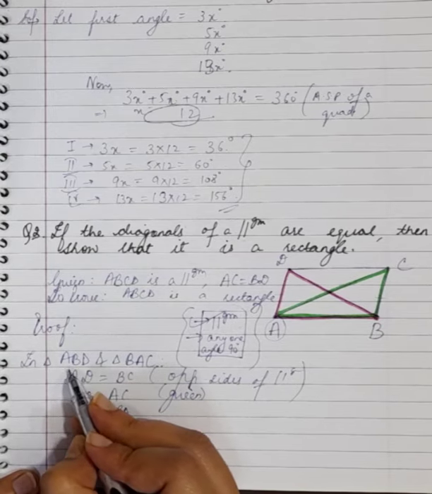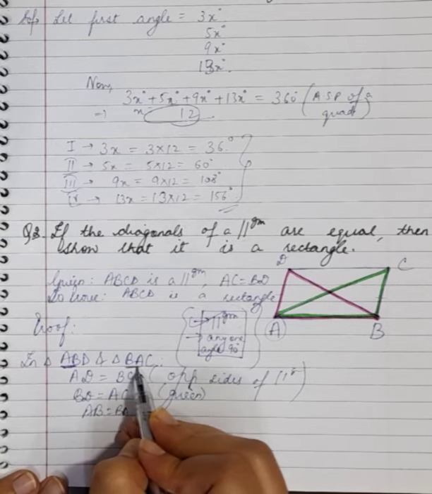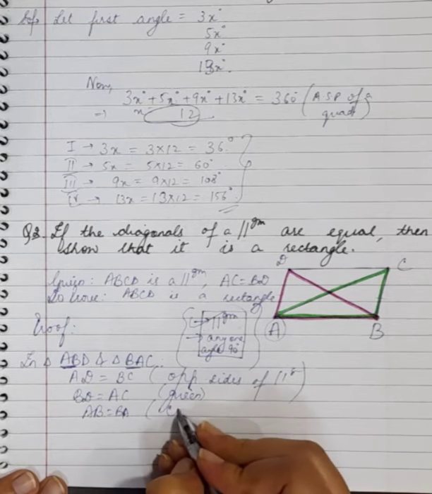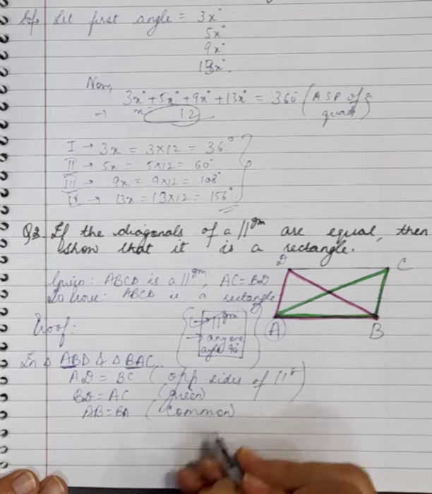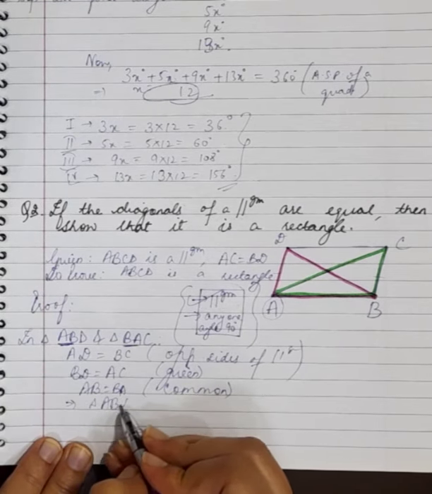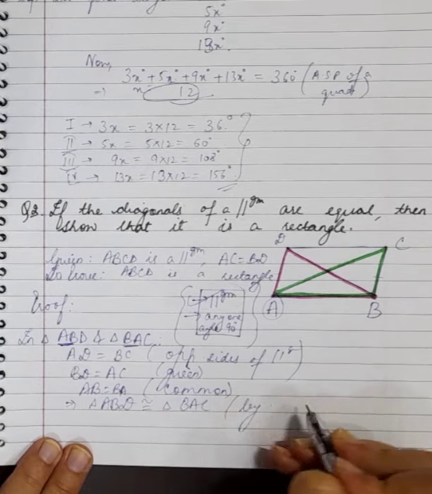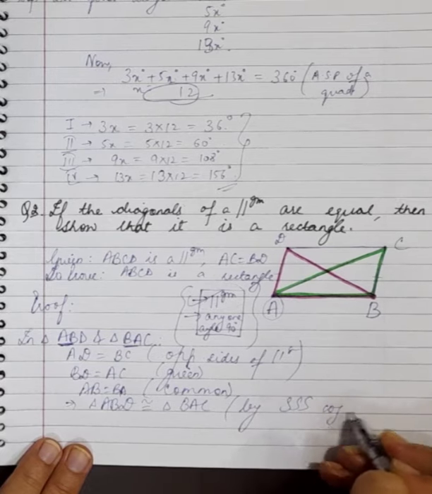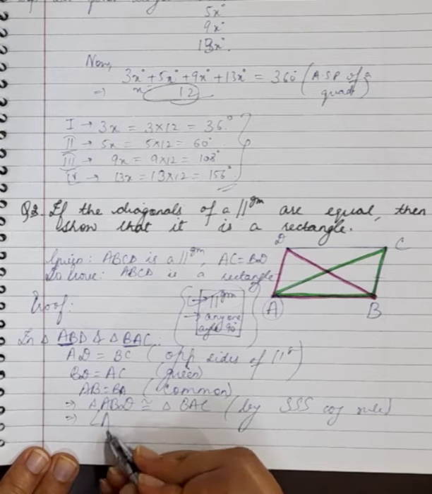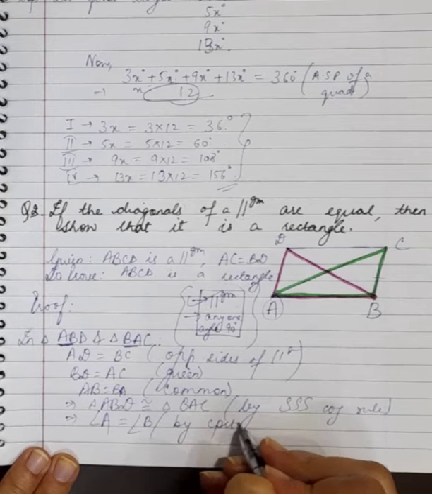See, we are keeping one-to-one correspondence in mind. So that is why I am writing AB is equal to BA. I am not writing it equal to AB. So it's AB is equal to BA. It's common. It implies triangle ABD is congruent to triangle BAC by SSS congruence rule. It implies angle A is equal to angle B by CPCT.